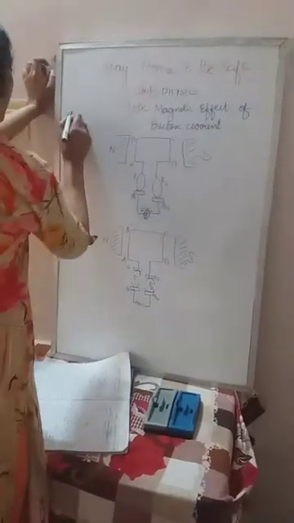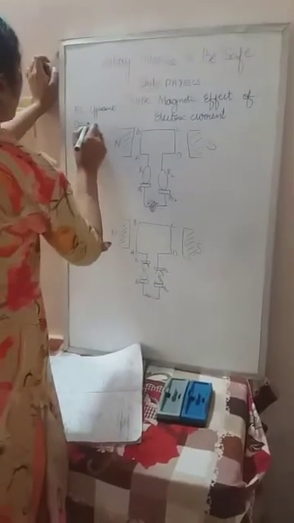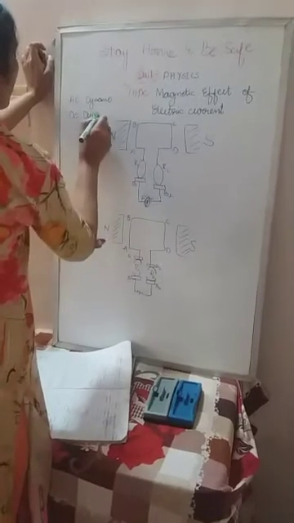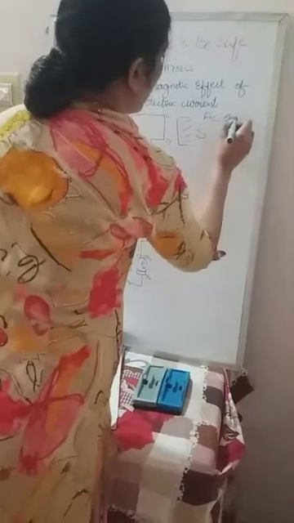So there are two kinds of dynamo. One is called AC dynamo and another one is DC dynamo. Today we have to learn about the working of the AC dynamo, which is also known as the AC generator. Keep in mind, a dynamo is also known as a generator.